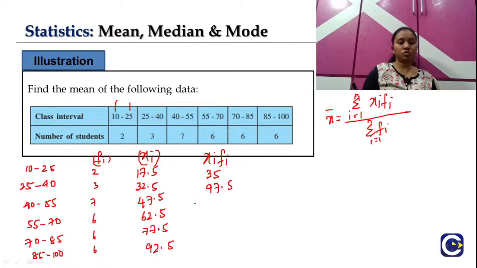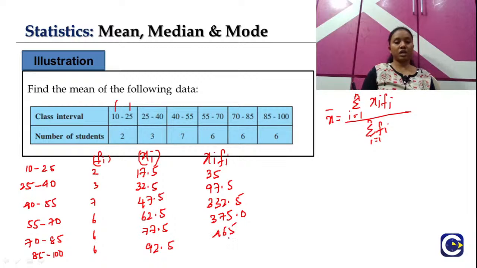47.5 into 7, again it will be 332.5. 62.5 into 6, around 300 again, 375.0. And 77.5 into 6, 465, guys. And next, the last one, 92.5 into 6, 555.